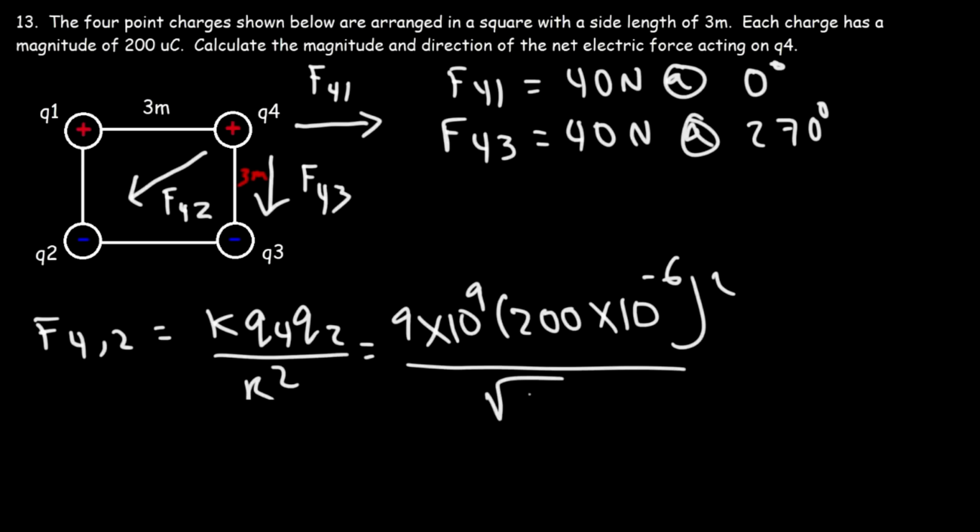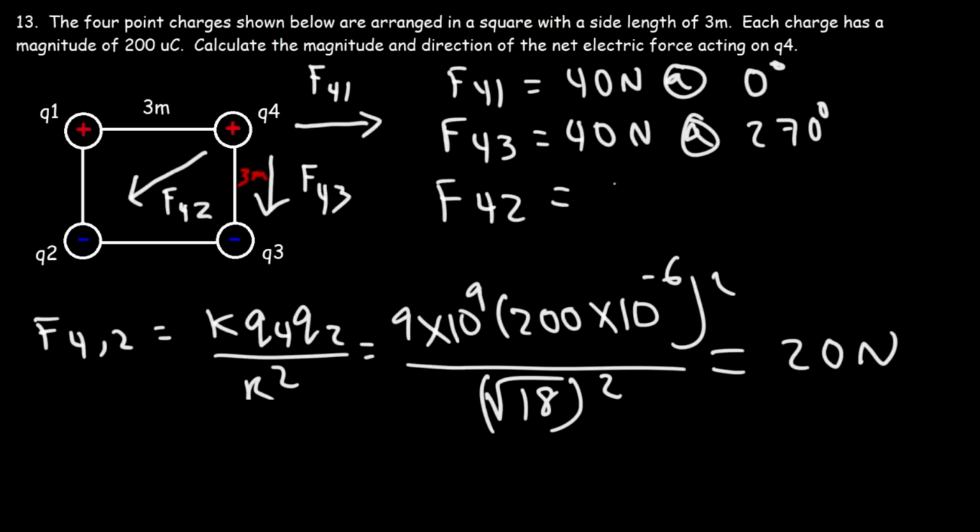Now let's replace r with the square root of 18, because once we square it, we're just going to get 18. So it's 9 times 10 to the 9 times 200 times 10 to the minus 6 squared divided by 18. So the magnitude is 20. So F42 is going to be 20 newtons at an angle of 225 degrees.